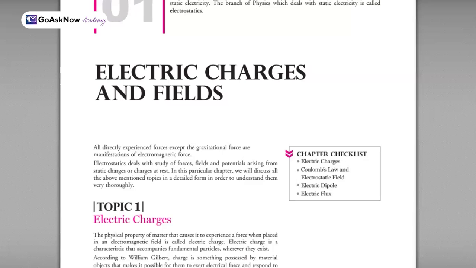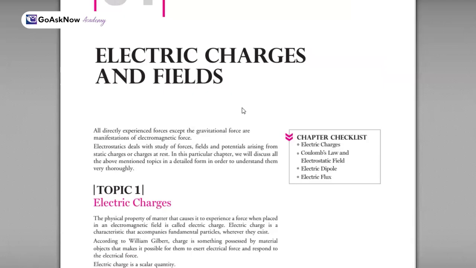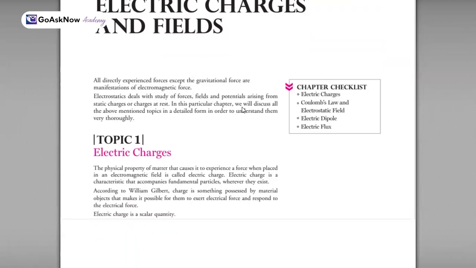The first chapter of your physics in class 12th is electric charges and fields. I will now clearly explain what electric charges and fields are. So, let's start. Electric charge is the physical property of any matter that causes it to experience a force when placed in an electromagnetic field. It is written here. I will now tell you what it actually means.